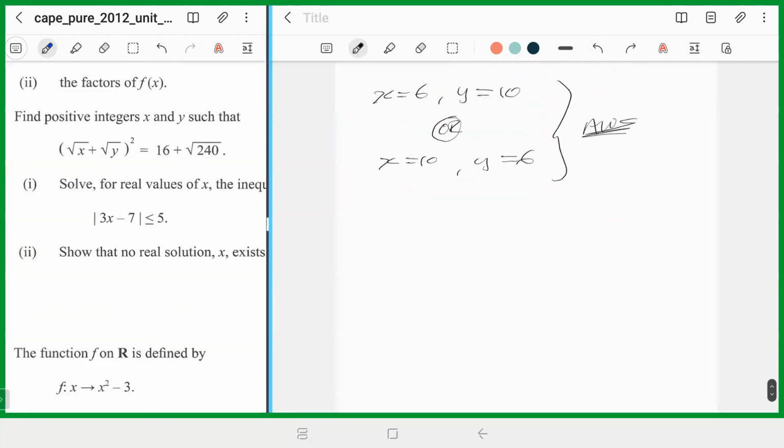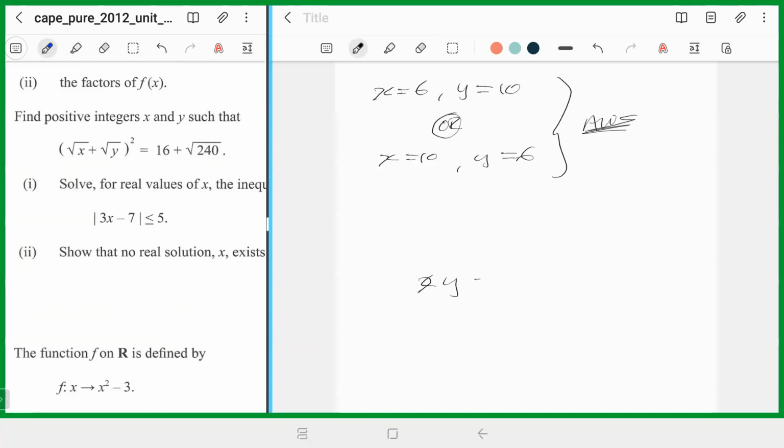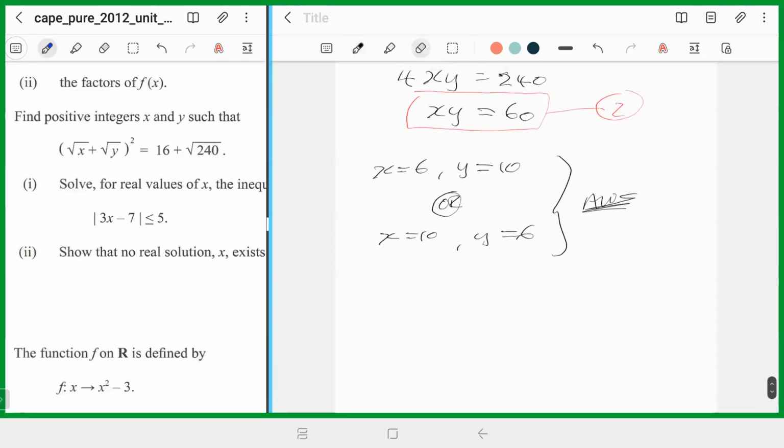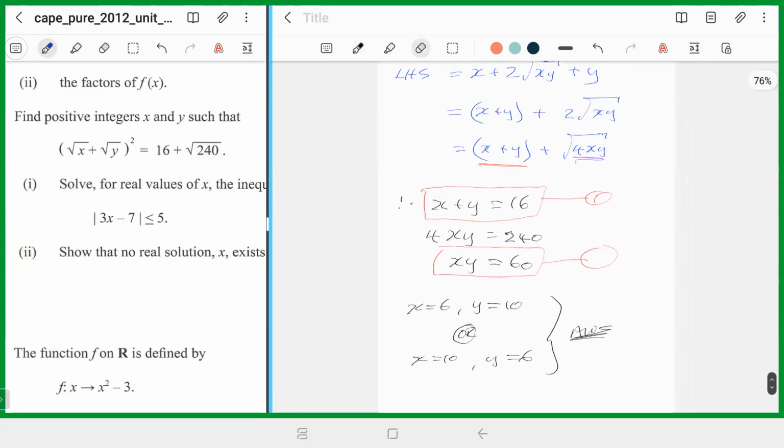It's like if they give you xy equals 12 and x plus y equals 7. That must be 3 and 4. 3 times 4 is 12 and 3 plus 4 is 7, right? Good. So sometimes the values are just easy to see like that. Any questions on that?